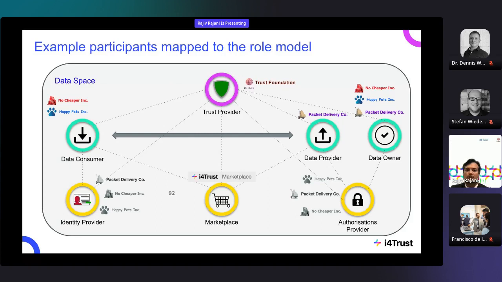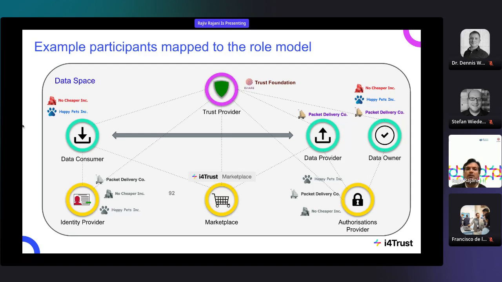I have included this slide as an example of how participants are mapped to a role model. This example is what you will see later in this session, where we explain with this example how various elements of i4Trust are utilized. So just to give you a highlight, in terms of different organizations you can see are mentioned near the role. So they are actually playing different roles or multiple roles within the example.